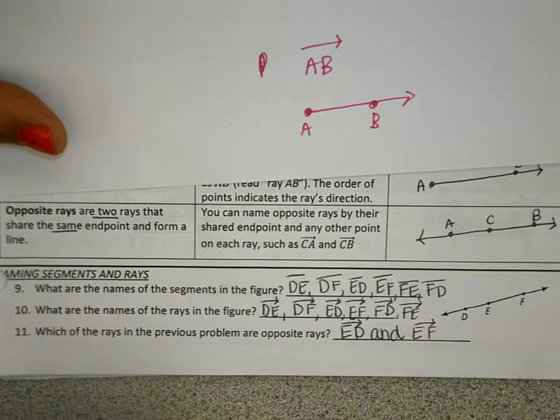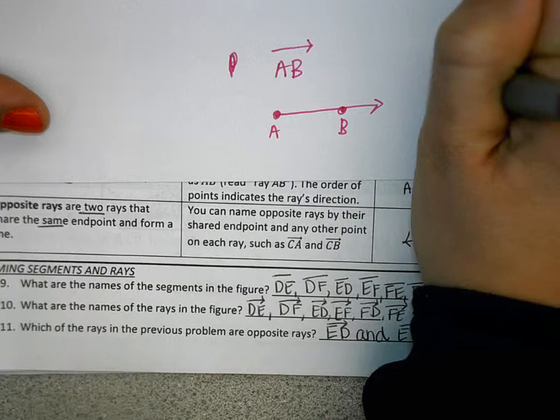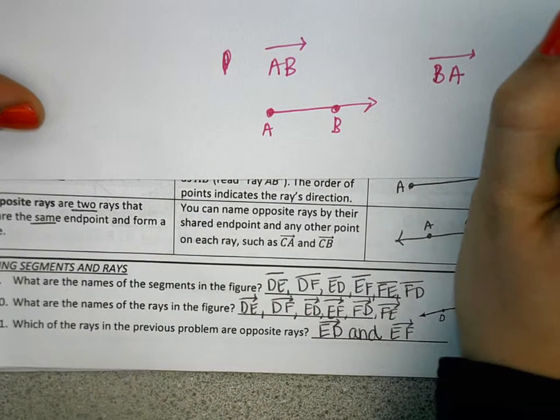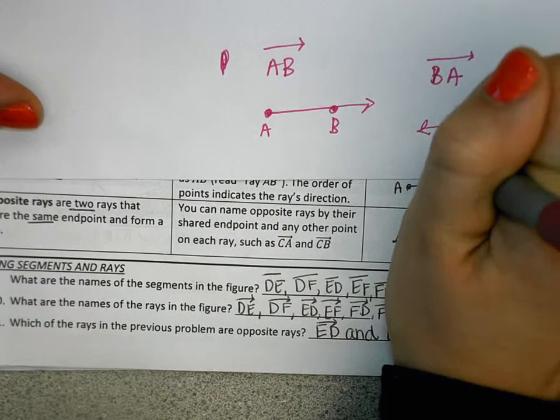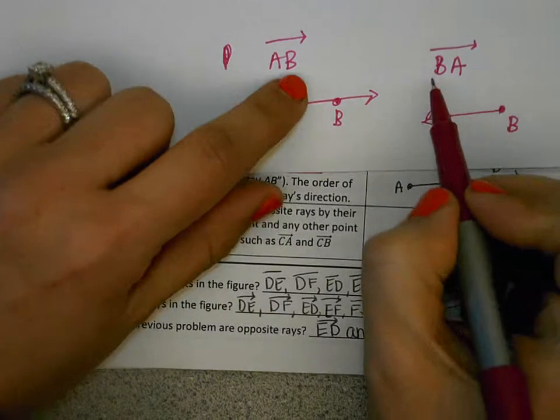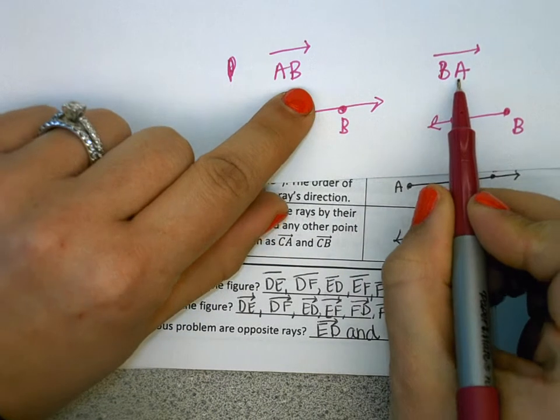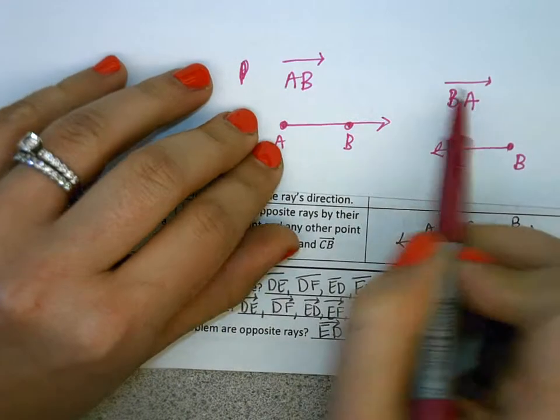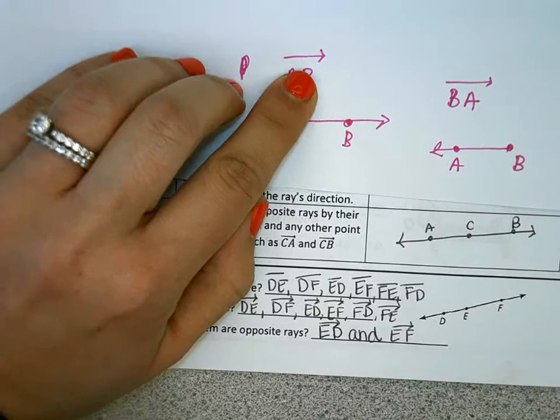If I were to name ray BA, that means my endpoint is at B and the ray is going in the direction of point A. Does that make sense? So whichever letter comes first tells us where the endpoint is, and whichever letter comes second tells us the direction. But in both notations, you use the arrow going to the right, okay, for the notation.